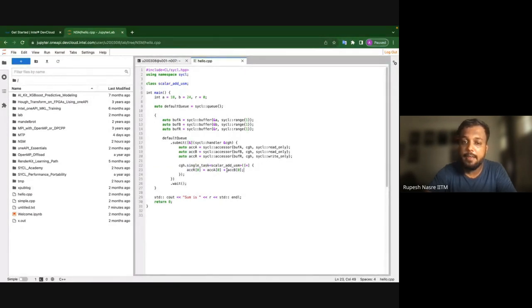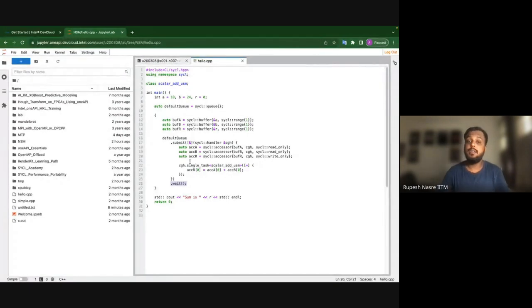Inside a single task, I am just adding. You can think of it as an array or a vector, and at location zero, the accessor for A has the value of A, and in the accessor for B, at location zero, it has the value of B, right? Now I have stored the result in accessor R at location zero, right? Now I applied dot wait. Since this is a lambda function, what will happen here? The default queue will submit this code to that particular kernel as soon as the kernel is available.